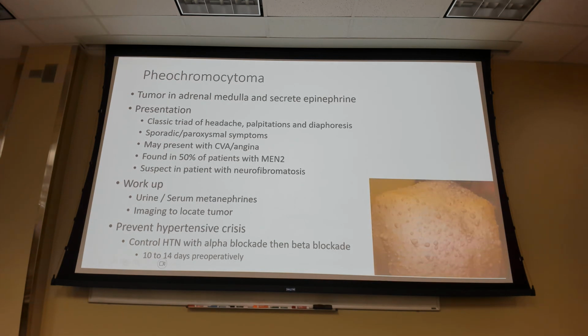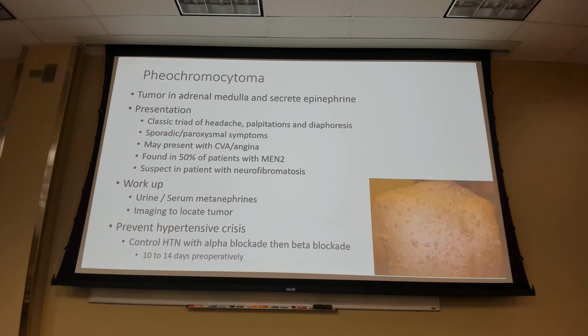All right, so pheochromocytoma. This is a tumor of the adrenal medulla, and it secretes epinephrine. So this is that classic triad: headaches, palpitations, diaphoresis, typically paroxysmal. So it's at sporadic times throughout the day they're going to have a release of these catecholamines causing these symptoms. They can present with a stroke or MI with this. And then in 50% of these patients, we find MEN2 being associated with it, especially with neurofibromatosis, as you can see in the picture there. And so what do we do for this?